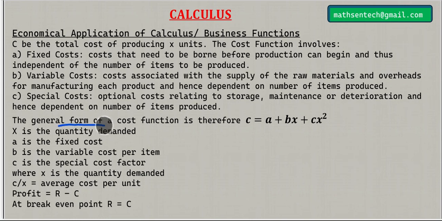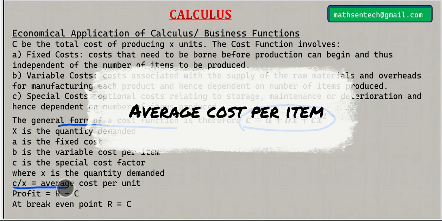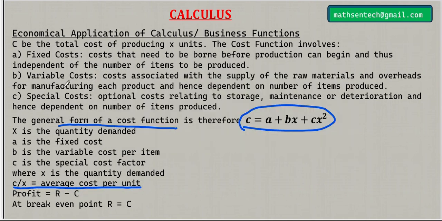Now the general form of the cost function is C = A + BX + CX squared. This is the general cost function, where X is the quantity demanded, A is the fixed cost, B is the variable cost, and C is the special cost factor. Then C divided by X is the average cost per item. So what does this statement mean? C over X is the average cost per item.